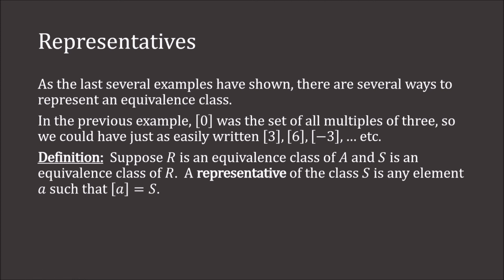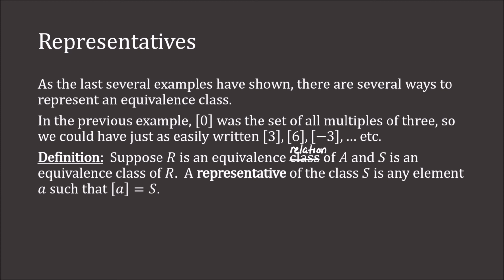So this leads to our next definition. If we suppose that R is an equivalence relation on A, and S is an equivalence class of R, a representative of the class S is any element a such that the class of a is equal to S. And this should not have been class, this should have been equivalence relation. Right, so there's multiple ways of representing equivalence classes.